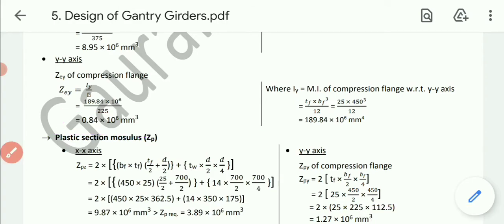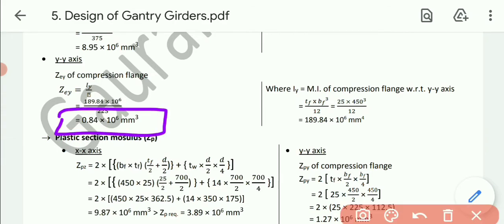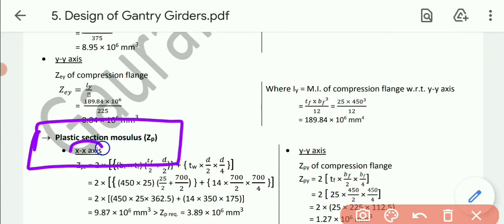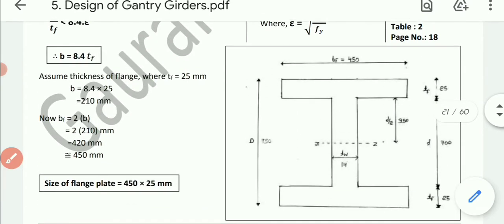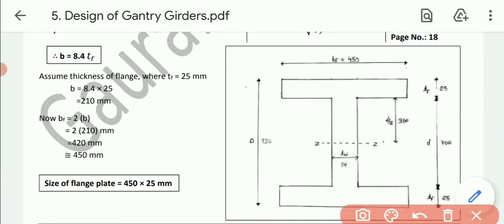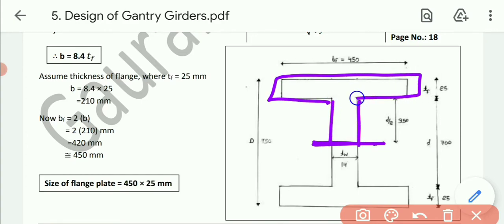Then similarly I need to calculate the plastic section modulus with respect to x as well as with respect to y axis. First of all, the plastic section modulus with respect to x. So let's go back to the figure once again. For this one, we need to calculate the ZP of this section up to the center, this one as well as this one, and then we need to multiply it with 2.